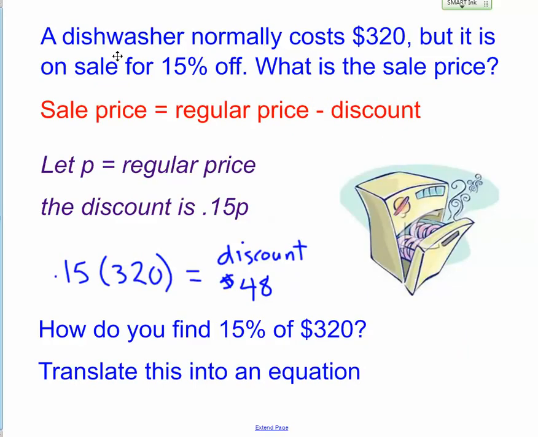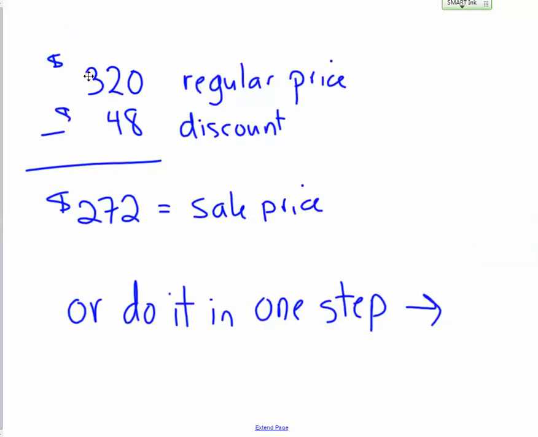I'm going to get a discount. The store is going to take off 15% of that regular price. It's normally $320, and they're going to subtract 15%. So the regular price is my P, and to find my discount, I have to multiply that by 0.15. So 0.15 times 320 is the amount of money the store is going to subtract from my $320. So to find the sale price, I have to do some subtraction. I take my regular price, subtract my discount, and the sale price is $272.